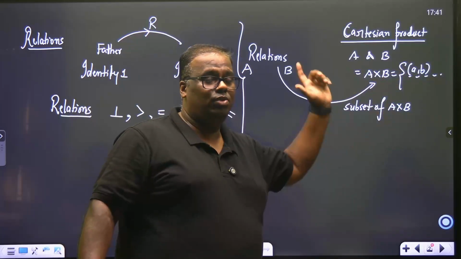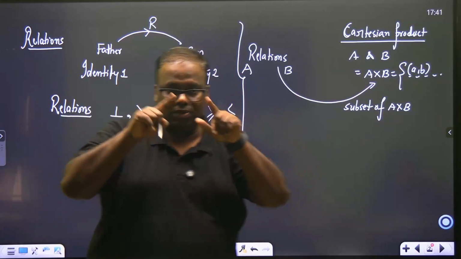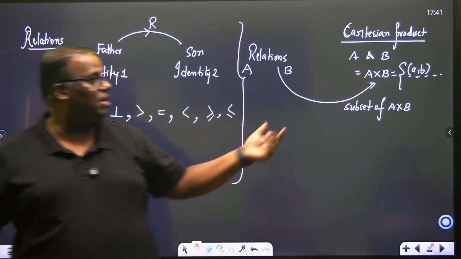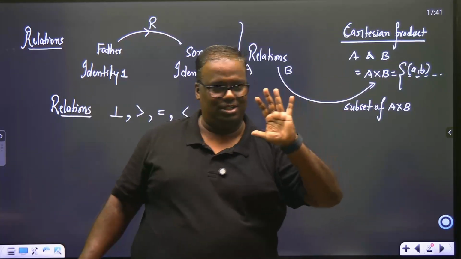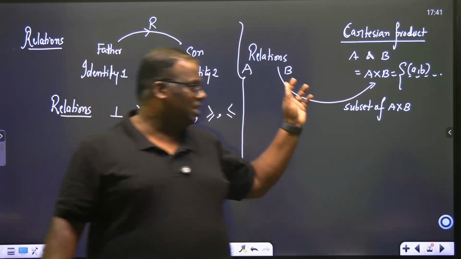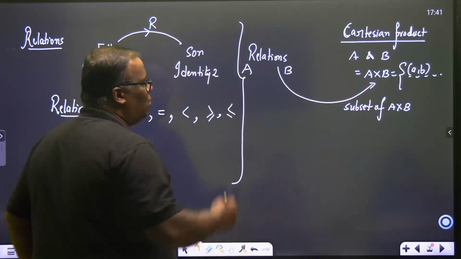That means every element of a relation will be an ordered pair of this, but all ordered pairs need not be in the relation, right? Now I say they will be related to this, and then let's go again to subsets.